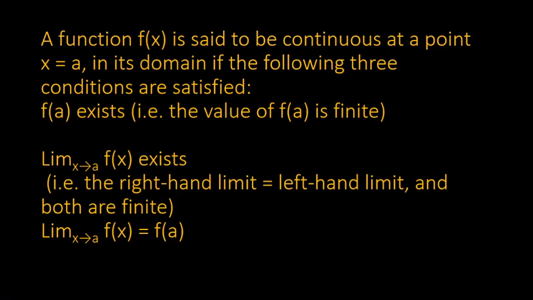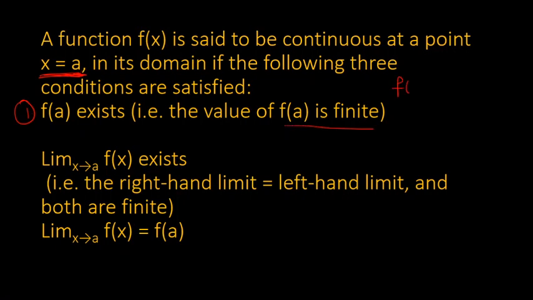The point is the value of x at which we have to check the continuity of the function in its domain if the following three conditions are satisfied. We have to satisfy the three conditions. First condition is that f of a should exist, means that the value of a function at the given point at which we have to check the continuity should exist, or in other words it should be finite.